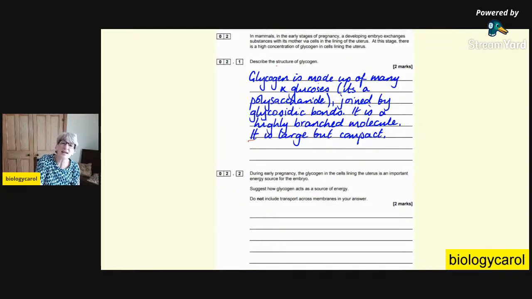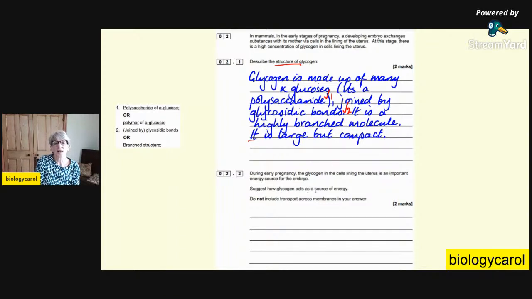But I'm going to be honest, it does say the structure of glycogen, not its properties. So actually, I'm not surprised that this is the mark scheme. So I got mark 0.1 and mark 0.2.